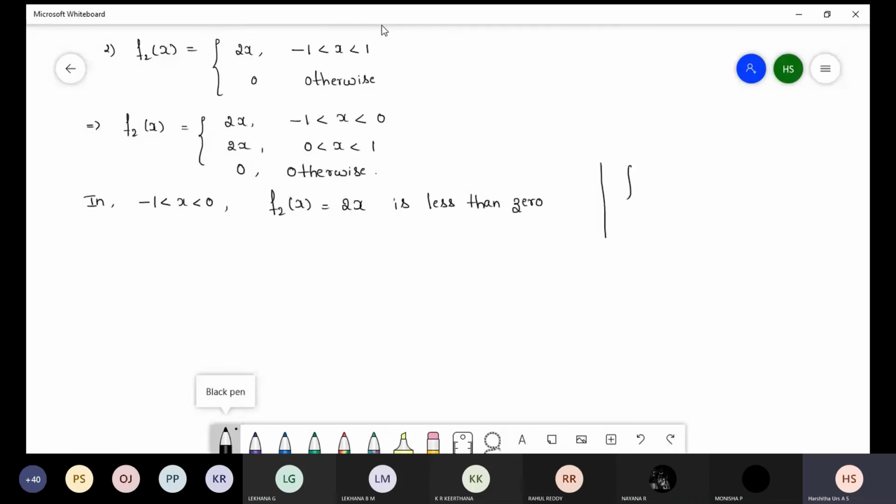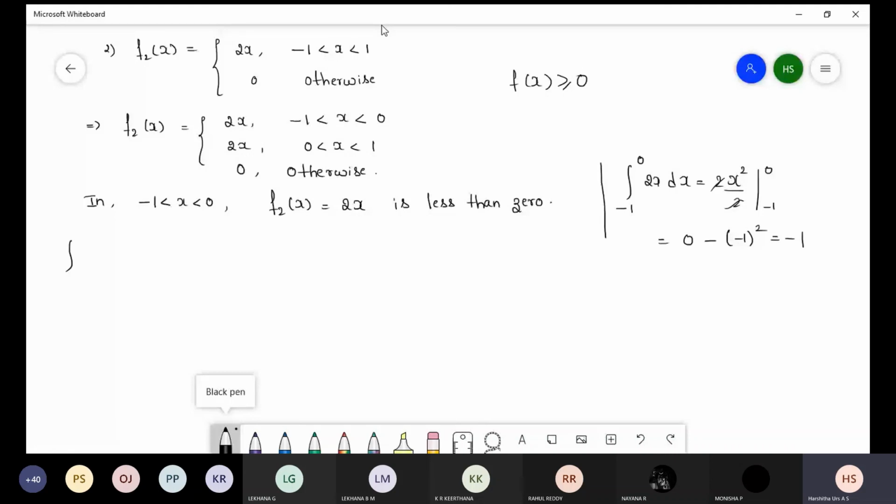Here minus 1 to 0, 2x into dx. Integration will be x square. 2 will get cancelled. So we get x square, minus 1 to 0. So 0 minus, I will write, minus 1 whole square. So minus 1 is less than 0. So what is our condition? F of x should be greater than or equal to 0. So first one, it will not satisfy. Next, second one.